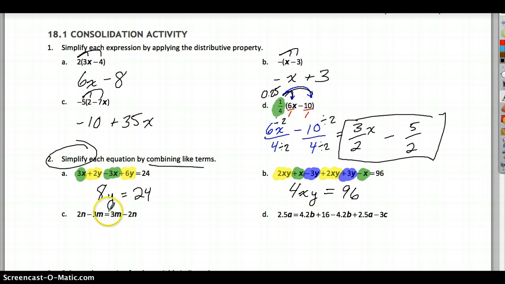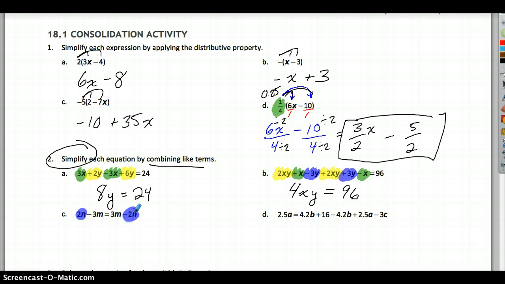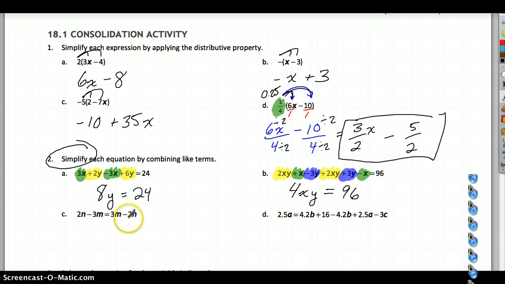Example C. It's a little tricky because of that equal sign in there. Due to the fact that it has the equal sign, I still want to combine my like terms. I want to get my n's with my n's, but the problem is they're on two different sides of that equal sign. So I have to eliminate them. We're going to do that by eliminating the n on the right side. If it's minus 2n, I will plus 2n, and those cancel. And then I'll plus 2n over here. So that gives me 2n plus 2n, which is 4n minus 3m equals 3m.